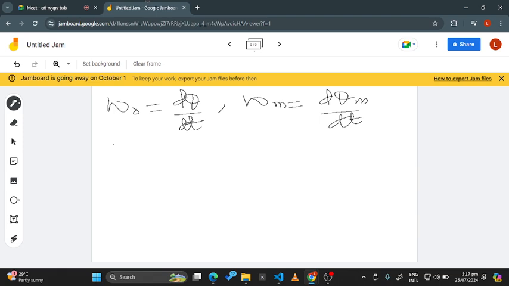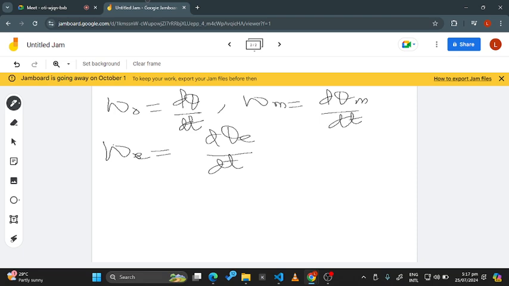But what if I want to determine the electrical speed? Electrical speed, let me call it omega e, should be equal to the change in electrical displacement divided by the change in time. We don't have mechanical time and electrical time. Time is time.